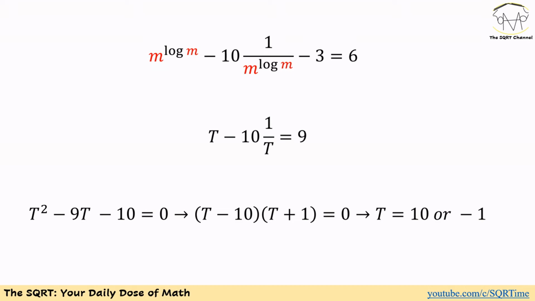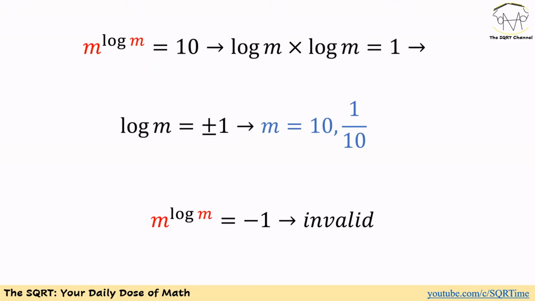Now we have m to the power of log m is equal to 10 or negative 1. Let's start with 10. m to the power of log m is equal to 10. If we take log from both sides, we have log of m times log of m is equal to 1. So log of m can be plus minus 1, and m can be 10 or 1 over 10.